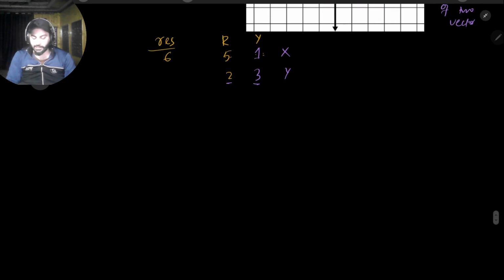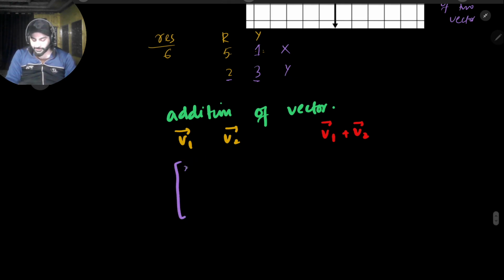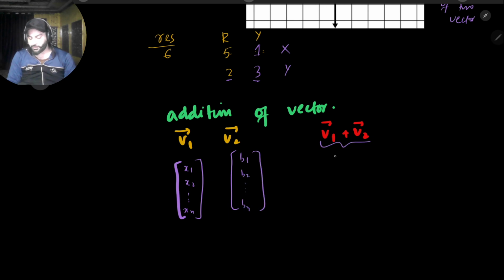So you saw that we add the vectors component wise. If we had a vector v1 and a vector v2, what's the resultant? The resultant is v1 plus v2. How do we add these vectors? Component wise. Let's suppose the v1 vector had components x1, x2 till xn, and the v2 vector had components b1, b2 till bn. So v1 plus v2 will be x1 plus b1, x2 plus b2, and so on till xn plus bn.